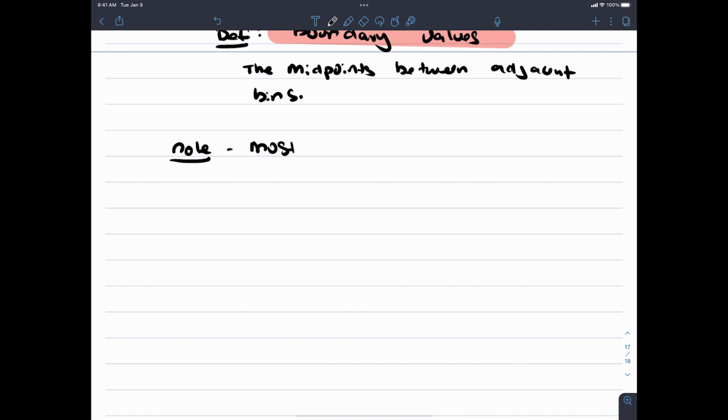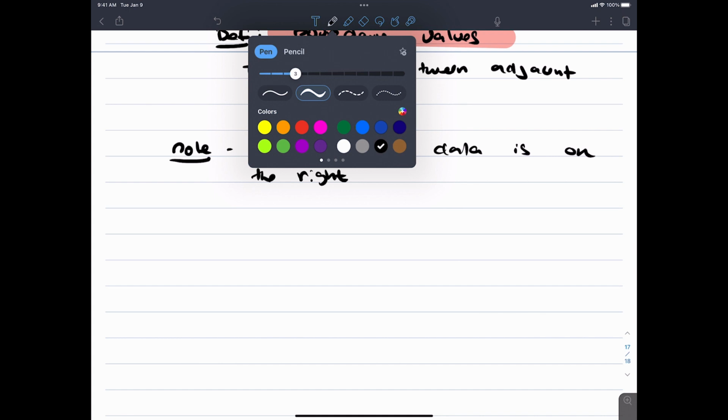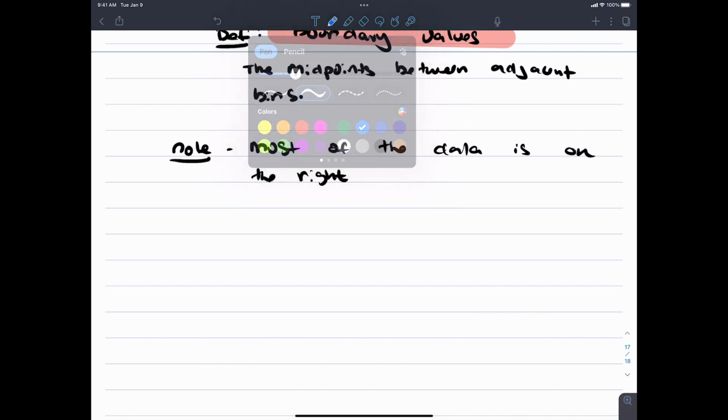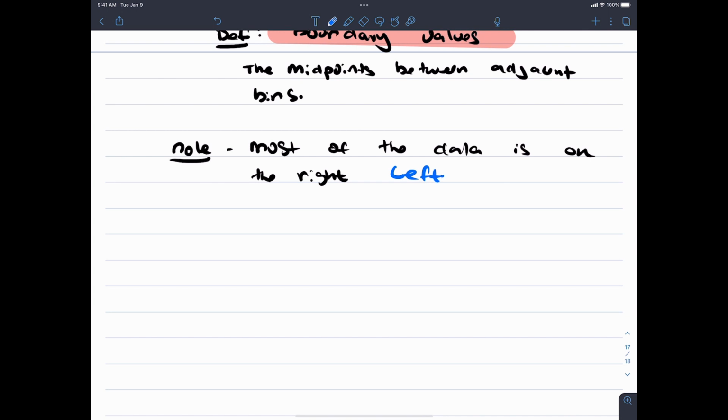When most of the data is on the right, ladies and gentlemen, we call that something as well. That's known as, what do you think we call that? Left skew. So you can have a picture where most of the data is on the right. And if you do, we just call that what? Left skew.